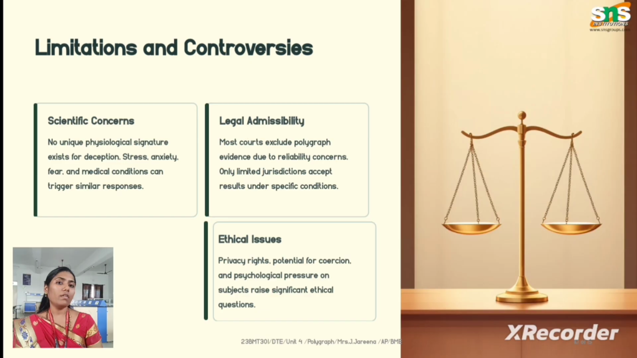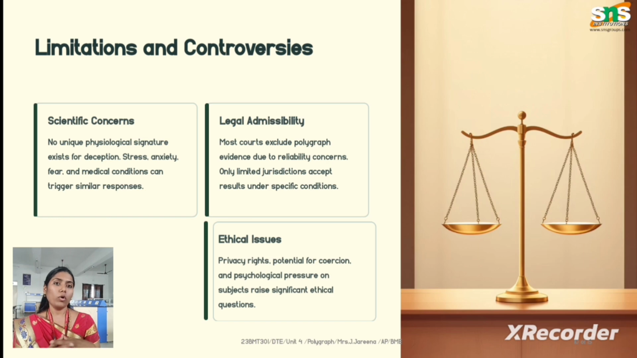And also we have a legal admissibility issue. The judge will not use this polygraph output as evidence due to these reliability concerns, because as we discussed in previous slides, it offers only 85 percent. There are so many chances of false positive and false negative results, and it is very hard to give an accurate result in the case of an inconclusive test. So that is the reason it has a problem with legal admissibility, and also we have ethical issues related to this polygraph device.